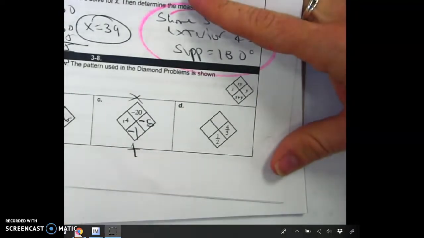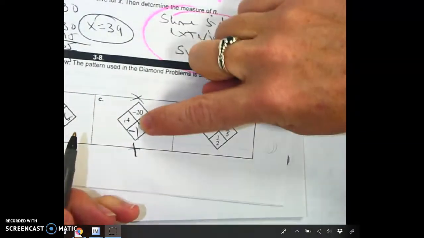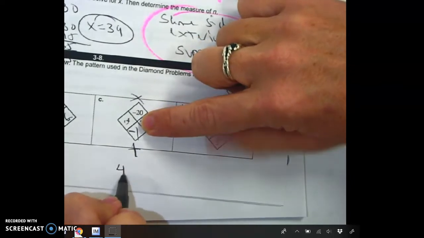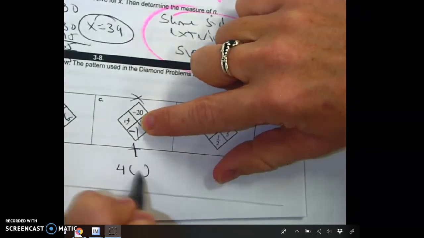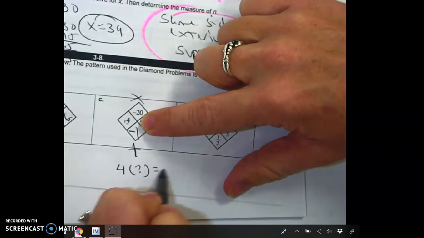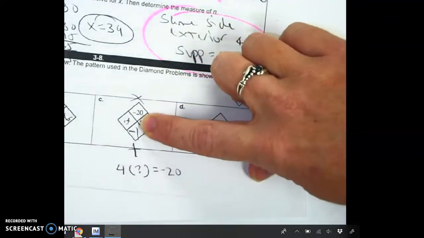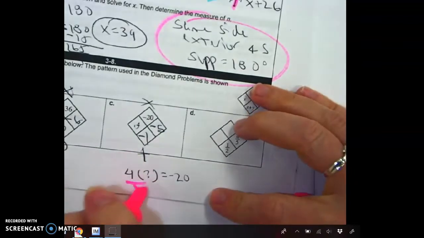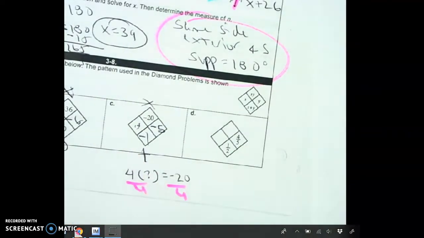Okay, so let me go back to this one. Let's say I didn't know what that was. I would have to go 4 times what number equals negative 20. And how do I know it's negative 5? I could literally divide by 4. And then I get negative 5.